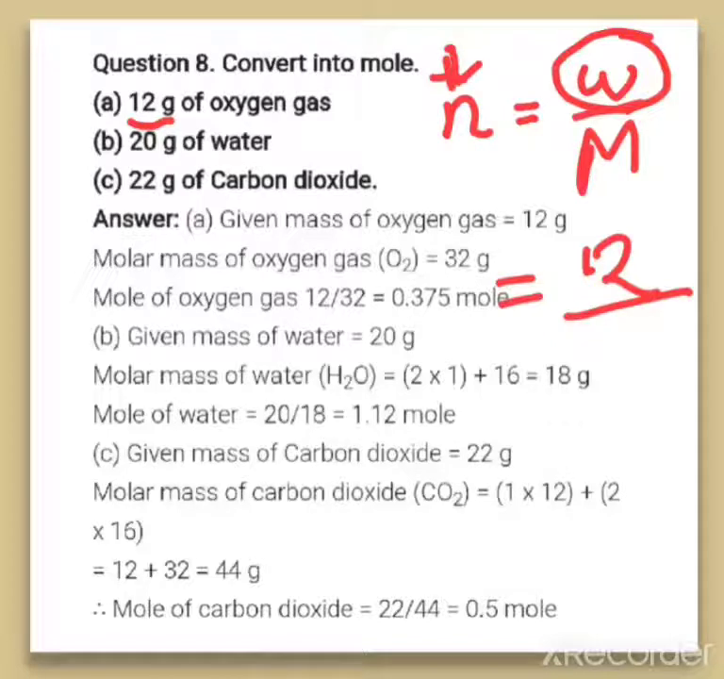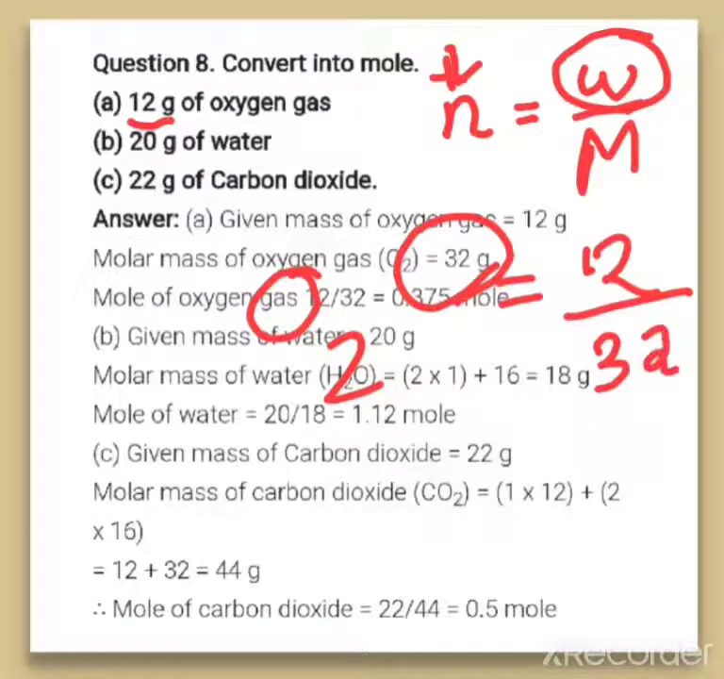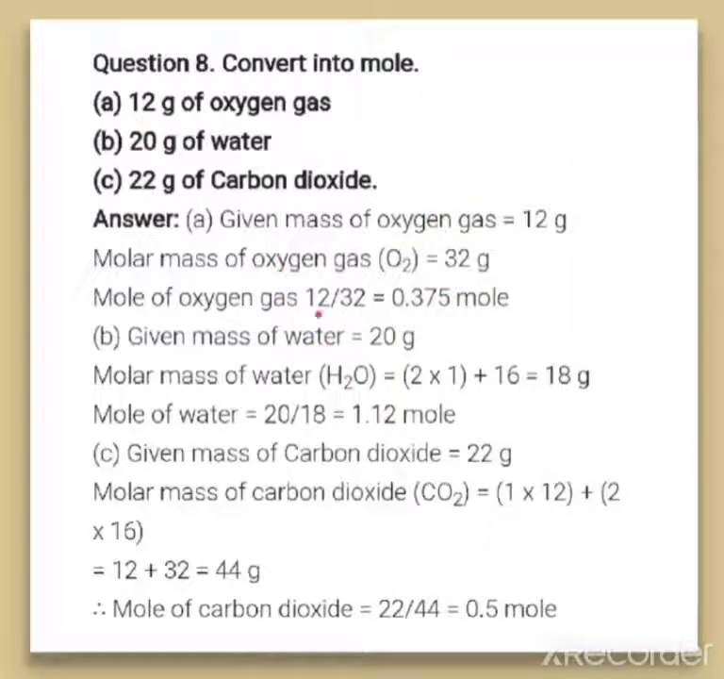So molar mass, M, we can find it out for oxygen gas. Oxygen gas means O2. We are talking about O2. So what is the molar mass for O2? That is 32 gram. So 12 divided by 32. So when we do this, we will be getting the answer, that is equal to 0.375 mole. So better you can make the use of formula so that you will be getting the answer easily.